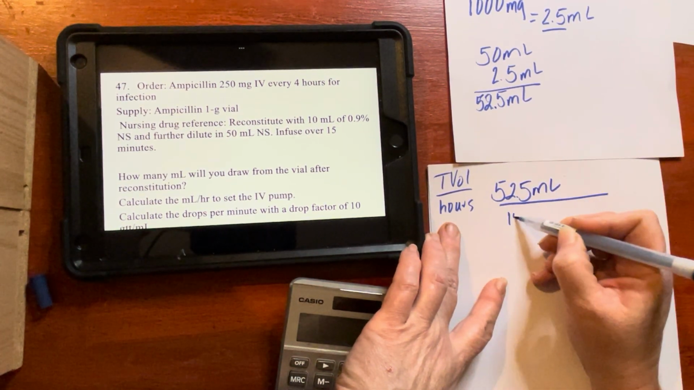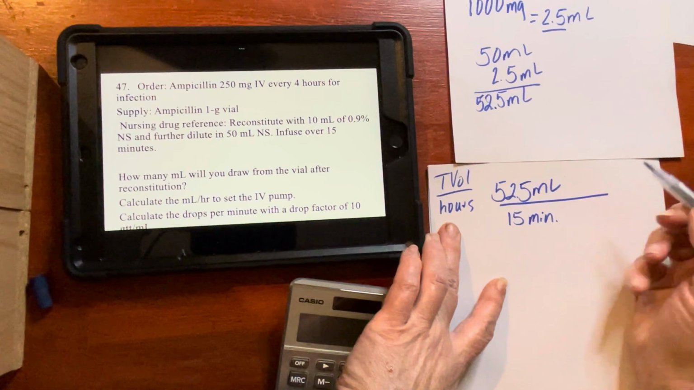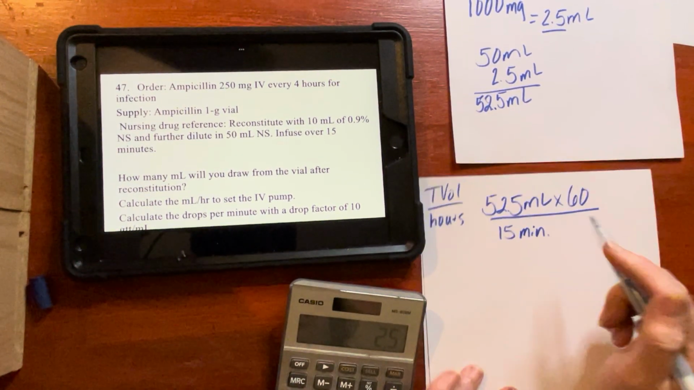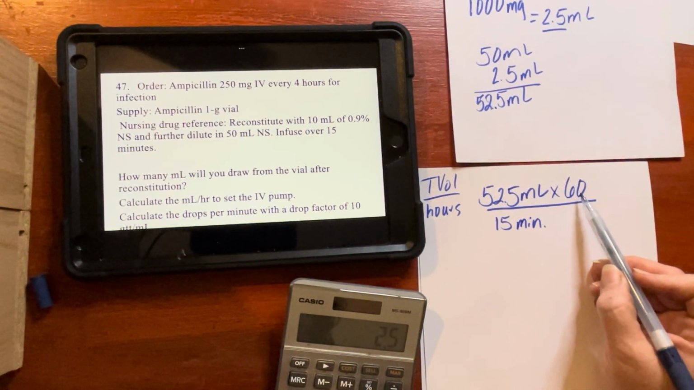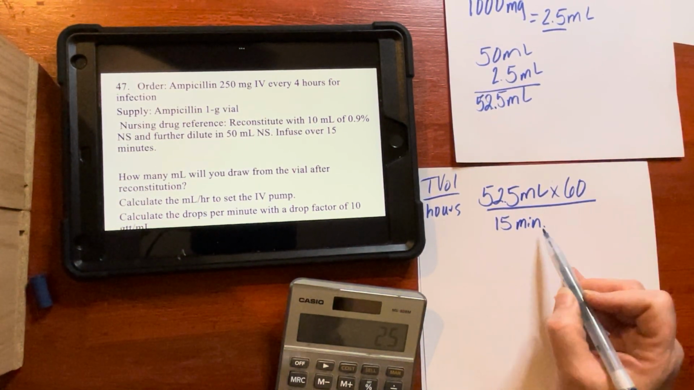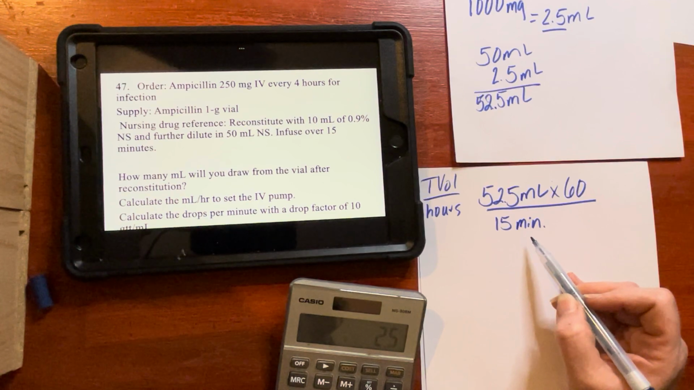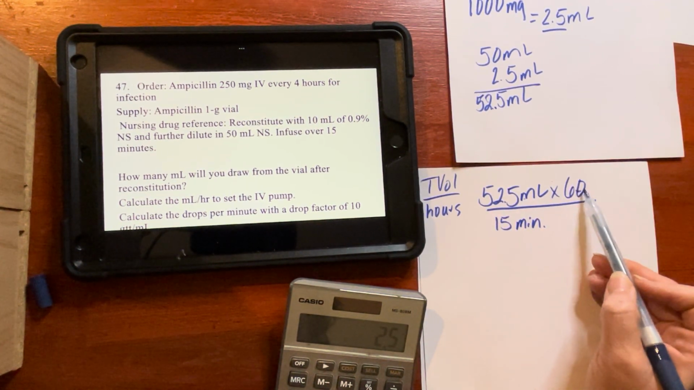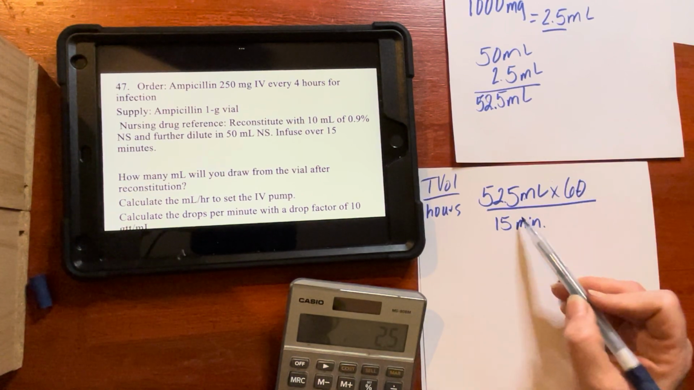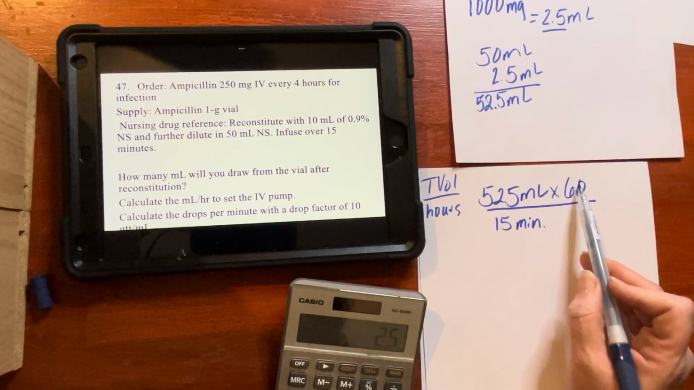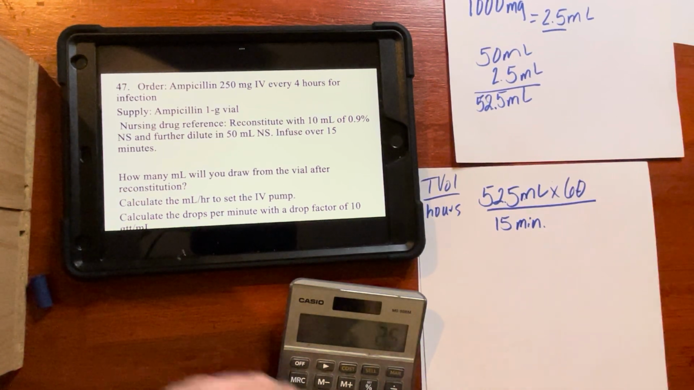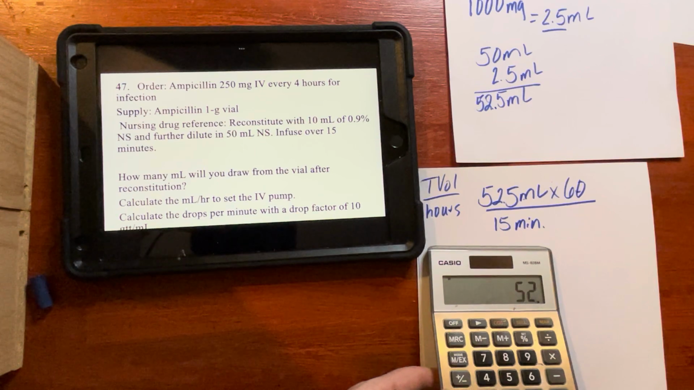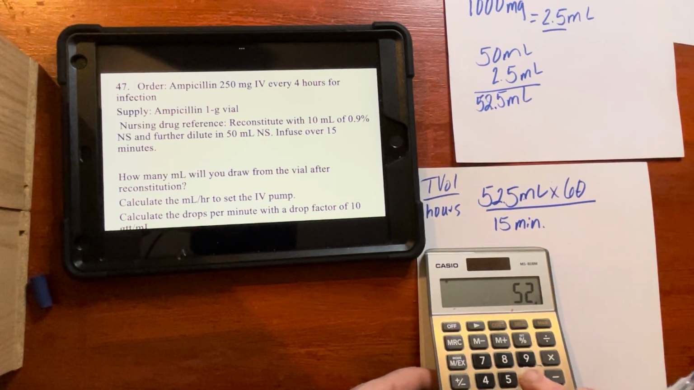So, 15 minutes. So I always say it like this. I have to tell the problem we're dealing with a 60-minute hour, or else it's going to think it's a 15-minute hour. And so I put the total volume times 60 minutes, divided by 15. I do all the math on the top and divide it by the number on the bottom. I hope you're just solid rocking right here with me on this.